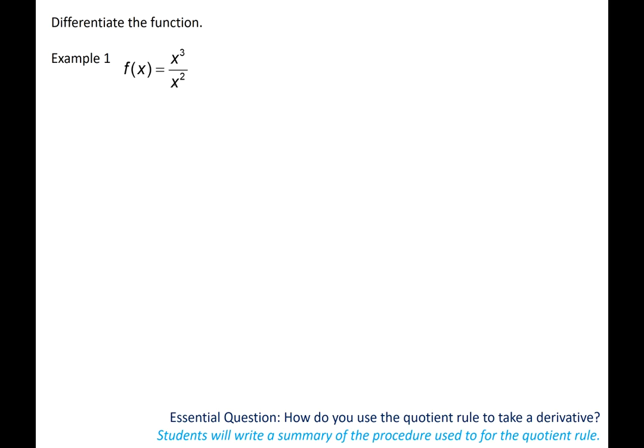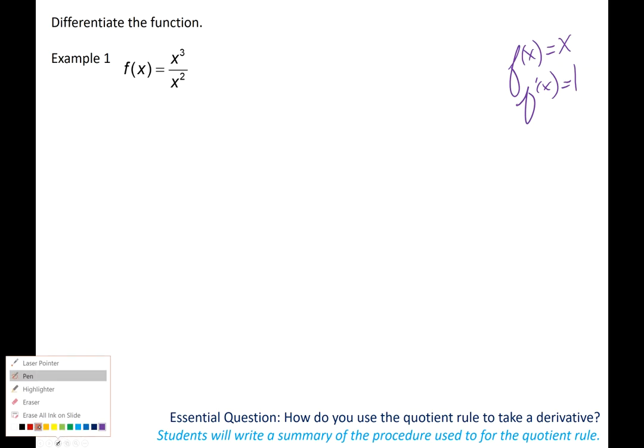All right, I'm going to do this the other way, the short way first. So if I were to simplify that, wouldn't it be x cubed divided by x squared is just x? And then what's the derivative of that? 1. Okay, so now let's use the quotient rule to do the same thing.